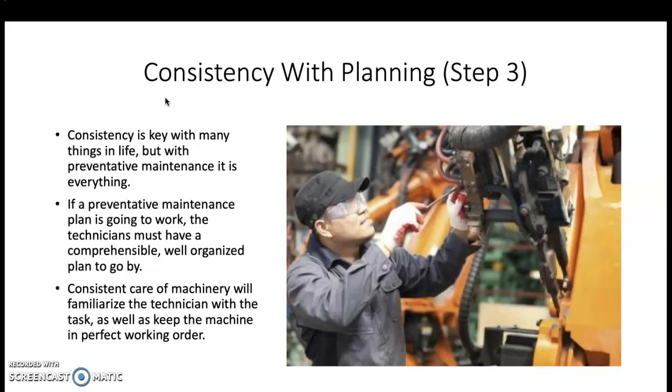Step 3 would be just keep on doing it. Consistency. If a preventative maintenance plan is going to work, the technicians must have a comprehensible, well-organized plan to go by. You can't be going out into the field not knowing what you're going to do. That's why, to reiterate, you've got planning, and if you don't plan it right, you can't do it right.